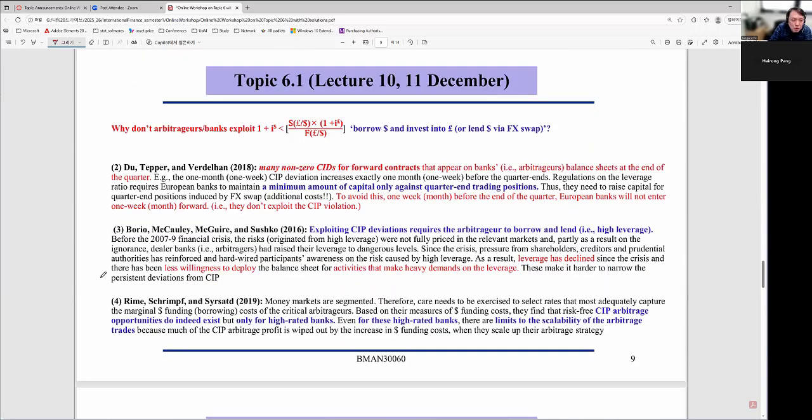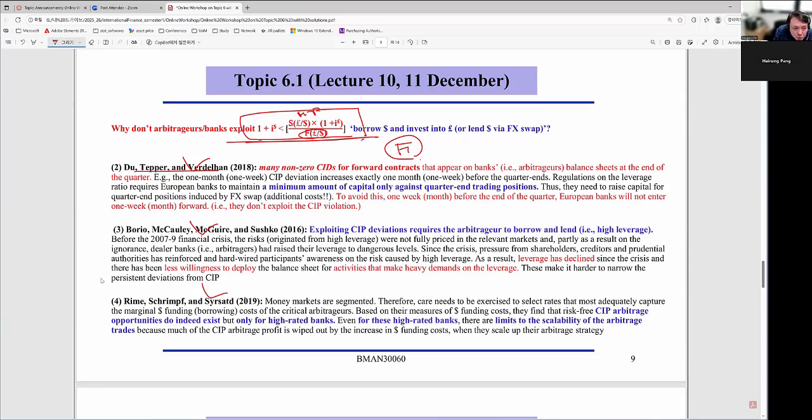Previously we were talking about the risk story. Now these three papers talk about other reasons why you are not able to exploit CIP violations. It looks like this. In the part two question, we can say that instead of pound, you can put Mexican peso, right? So this is the case why we cannot exploit this one. Du et al. say regulation is important. So the European bank, when you try to exploit this one, you have to buy or sell the contract.